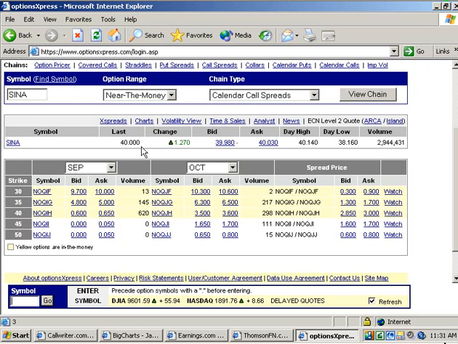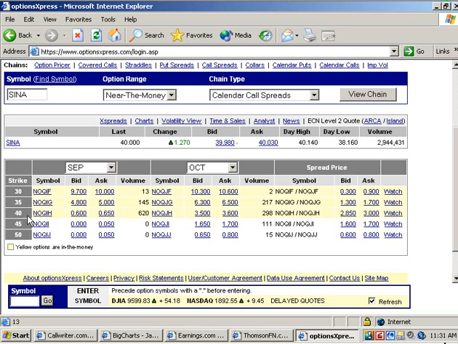If the price of the stock is below the strike price of the option, and we do see strike prices over here, okay? The next one out of the money would be, well, 45, but we can actually do this at the money strike price here.